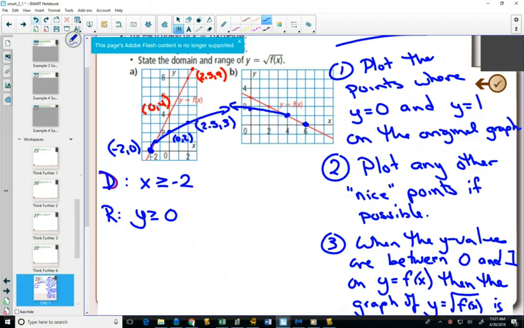And when our y values on our original red graph are between 0 and 1, and this one's easier to show it above, in that section our blue graph will be above the red graph.